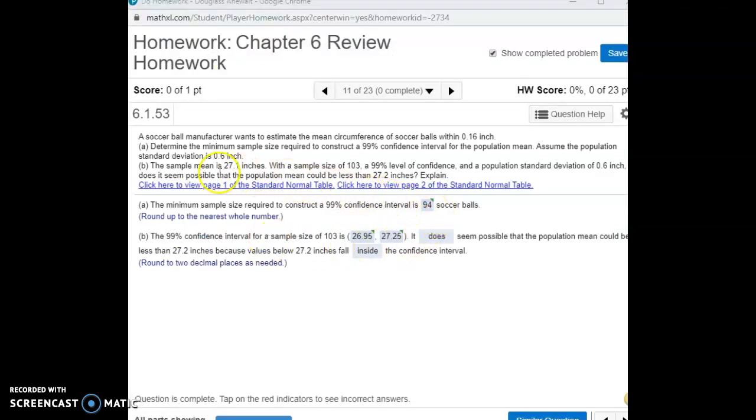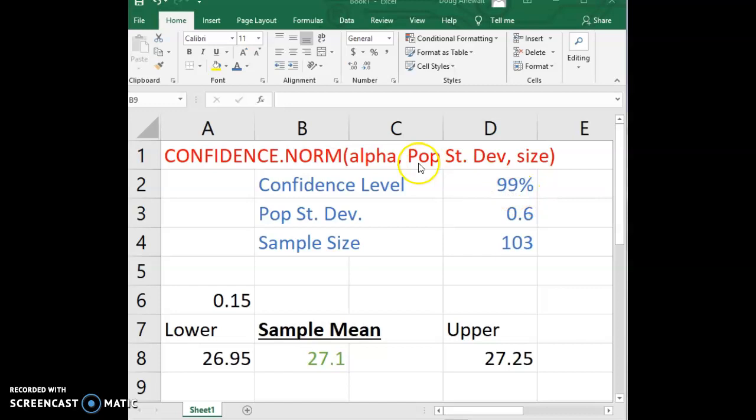So the second part of the problem says we're taking a sample size of 103. It tells us the mean of that sample, and we're going to create a 99% confidence interval. And again, we're told what the population standard deviation is. So here's the information from the problem.